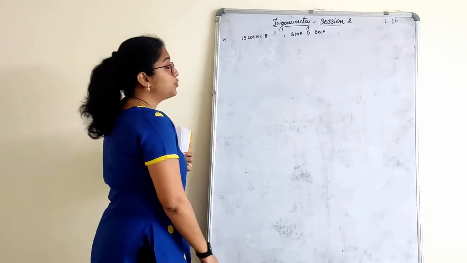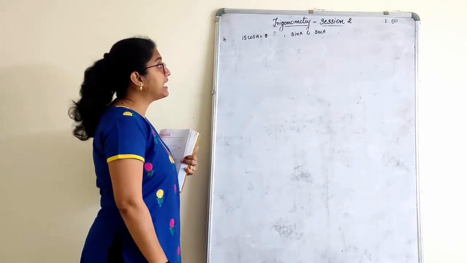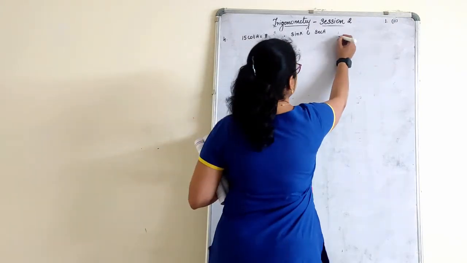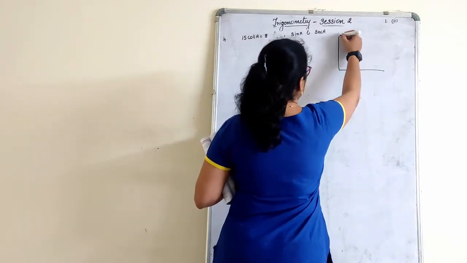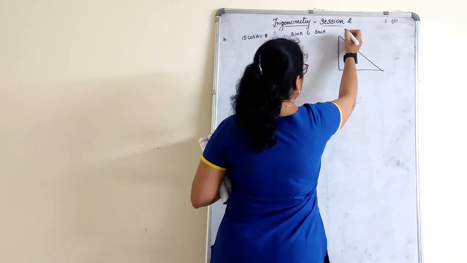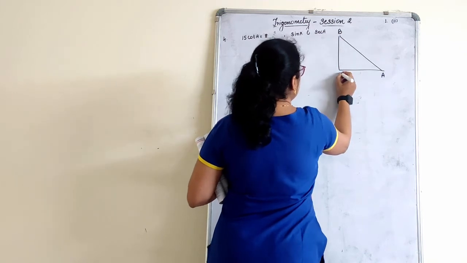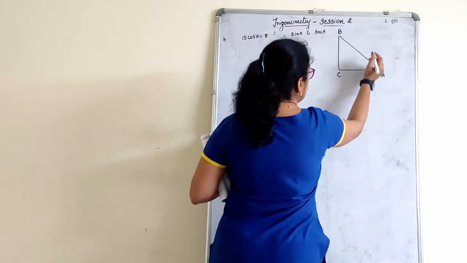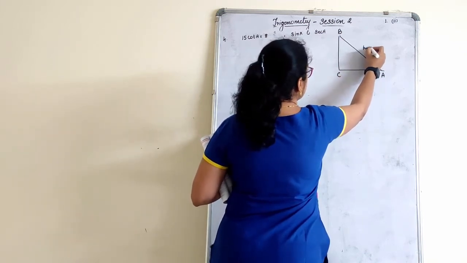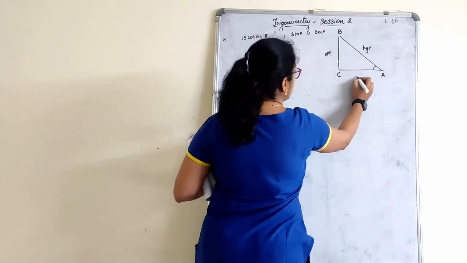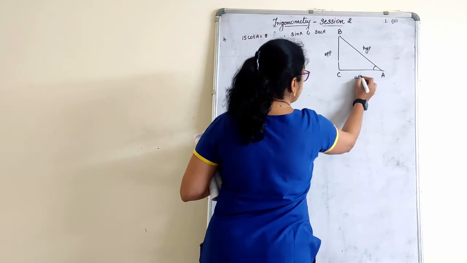The next question, the fourth one, is 15 cot A is equal to 8. Find sine A and sec A. First we'll have a figure. A right angle triangle. We'll take angle A here and start from here: A, B and C. So this is my angle A. We'll mark the things first. This is hypotenuse. Angle A is here. So this is opposite and this is adjacent.